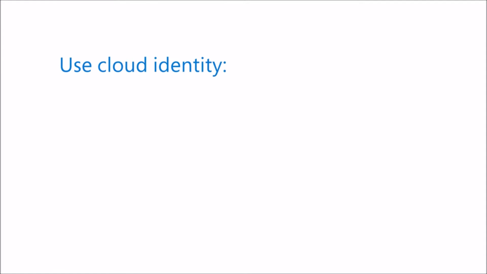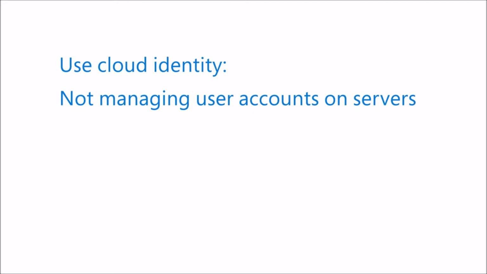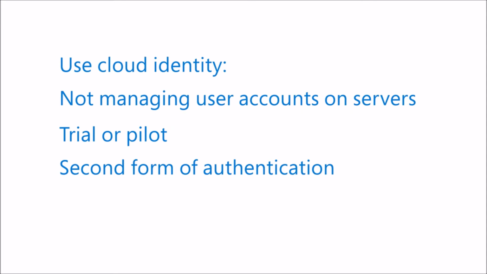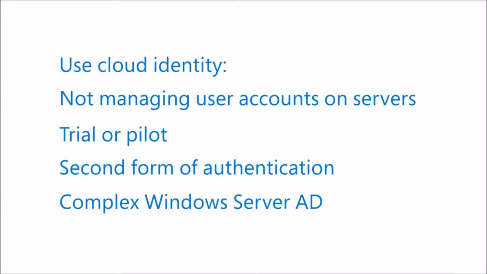Cloud Identity is the best choice when you aren't managing user accounts on your own servers. You want to run a trial or pilot of Office 365. You want to use a phone call or app as a second form of authentication. Or if you want to avoid integrating with a very complex Windows Server AD.